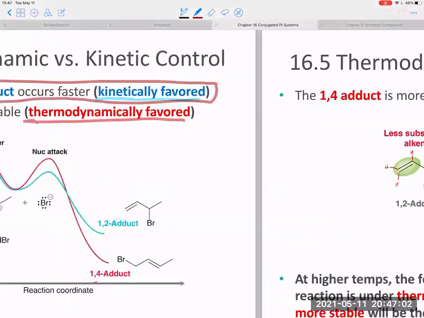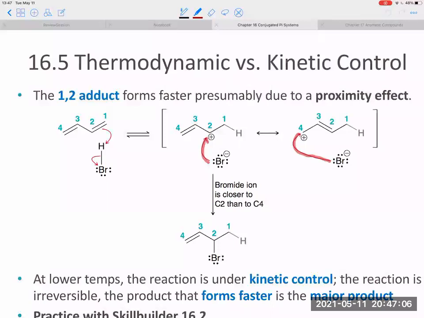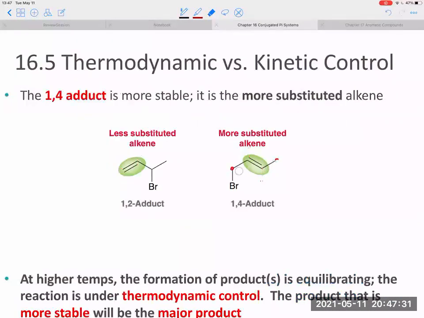The argument there is because when the hydrogen gets added to one side of the double bond, the bromine's right there, ready to go. So it just happens quicker, right? Remember, at low temperatures, things are moving slower. So when this positive charge forms, the bromine's already right there, it's moving really slowly, it can't escape. The 1-2 is always going to be the kinetic product. In this particular example, the 1-4 is the thermodynamic product.